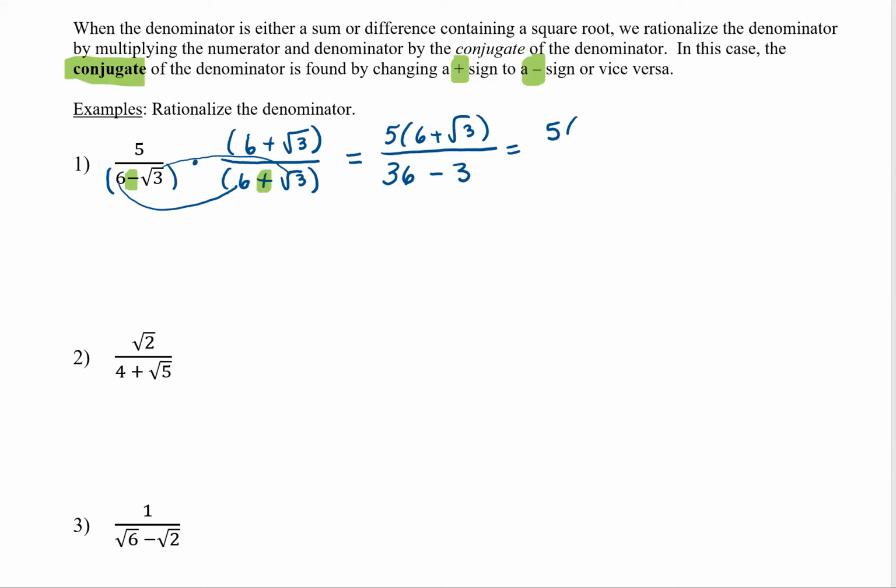So we have 5 times 6 plus square root of 3 divided by 33. That is an acceptable answer. If you want to distribute the 5, then we can do that too. And we're finished. Again, we don't need to multiply first, outer, inner, last, all of those, because we're multiplying by the conjugate, and we would have 6 square root of 3 and negative 6 square root of 3.